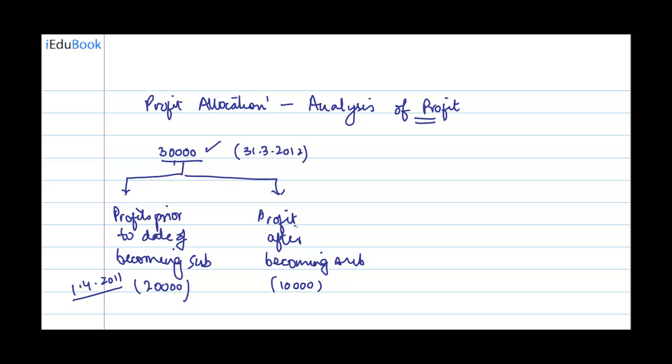Now you must be wondering, why is it that I need to break up this profit number of 30,000 into 20,000 and 10,000, or profit prior to becoming a subsidiary and profit after becoming a subsidiary? The reason is that whatever profits you earn prior to becoming a subsidiary are capital profit for the acquirer, and these are the revenue profits.